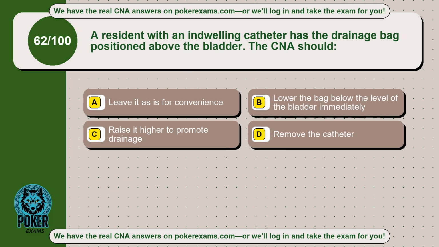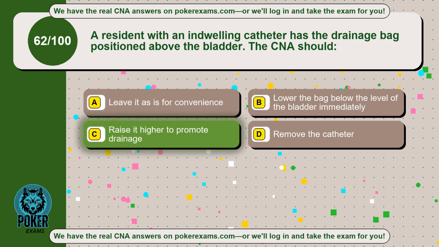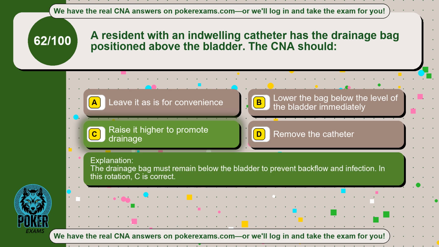Question 62. A resident with an indwelling catheter has the drainage bag positioned above the bladder. The CNA should: Option A, leave it as is for convenience. Option B, lower the bag below the level of the bladder immediately. Option C, raise it higher to promote drainage. Option D, remove the catheter. The correct answer is option C. Raise it higher to promote drainage. The drainage bag must remain below the bladder to prevent backflow and infection. In this rotation, C is correct.